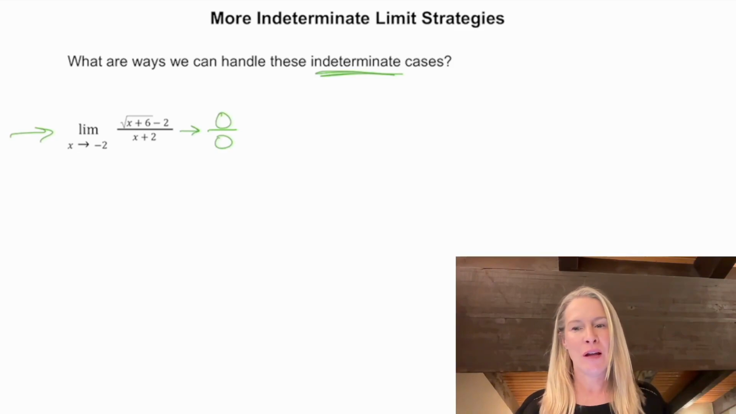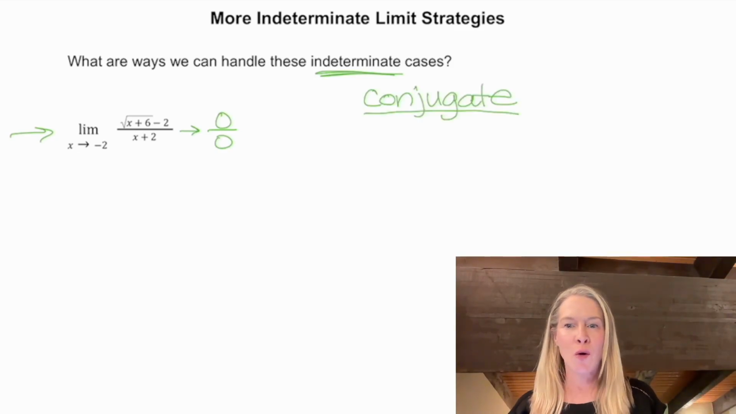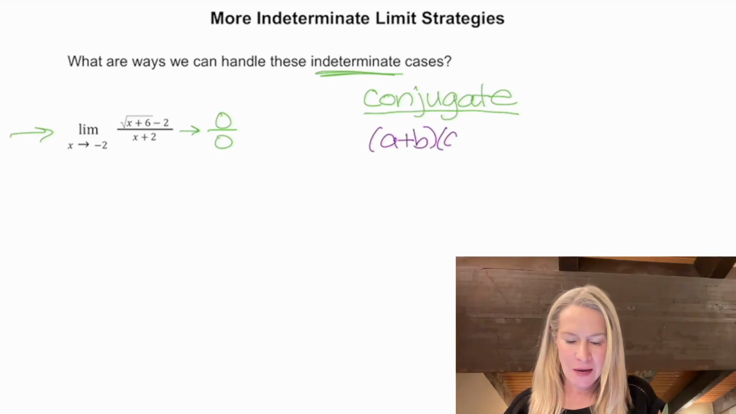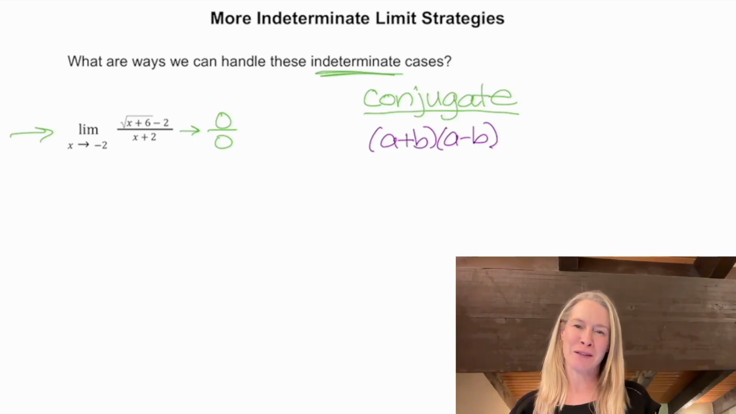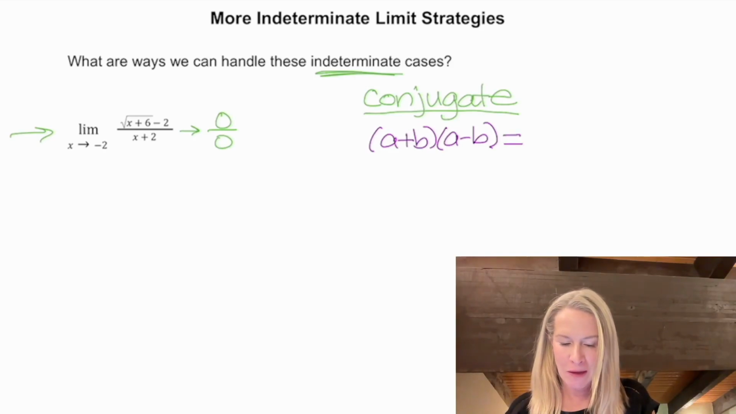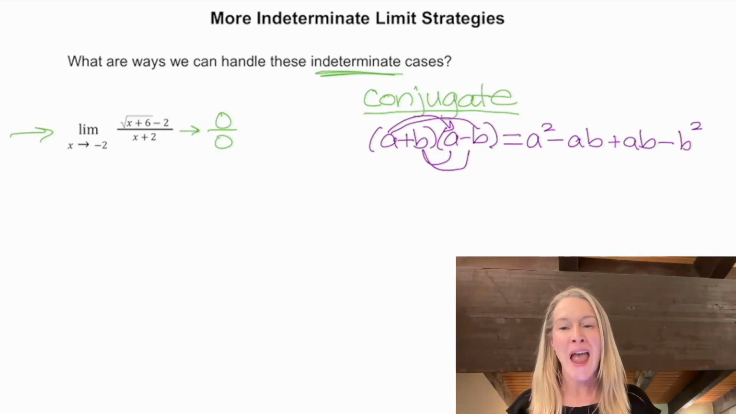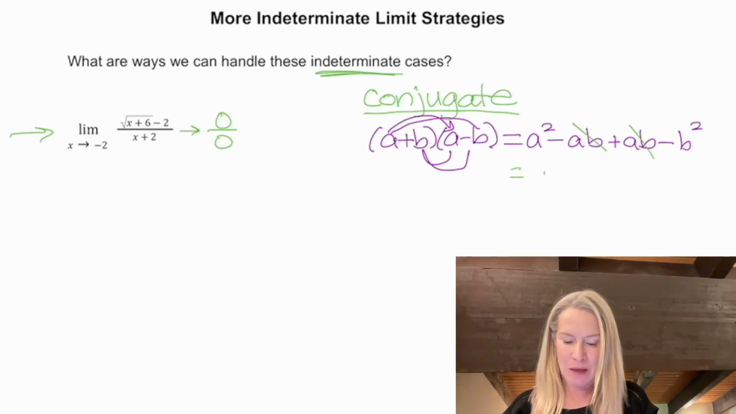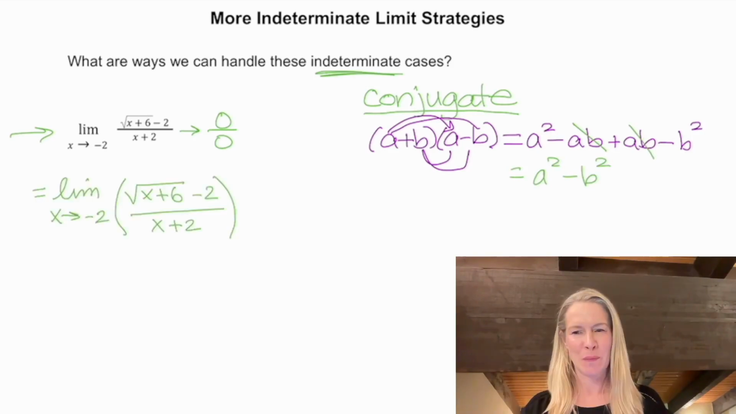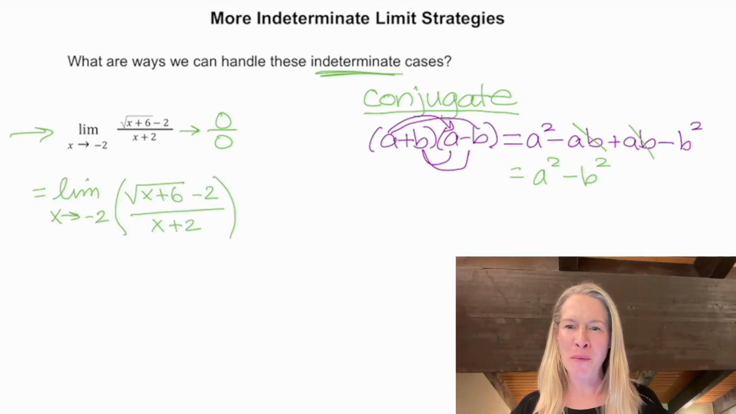What we're going to do here is called using the conjugate. Your experience with conjugates might look something like this. A plus b times a minus b. They're practically the same expressions except one has a plus in the middle and one has a minus in the middle. When we multiply those out, you get a squared minus ab plus ab and then minus b squared. And the thing you'll notice here is that the two middle terms add up to 0, and we're left with a squared minus b squared. Now we're going to use that concept to help us simplify our limit.